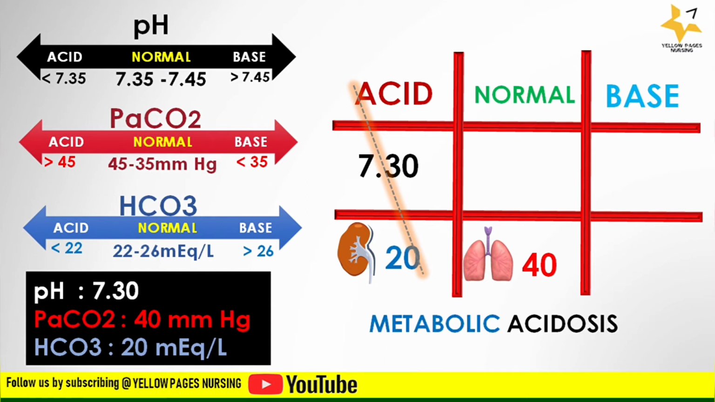Let's identify the degree of compensation. When we look into the PaCO2 value, it falls in the normal state, and hence we can say this as uncompensated metabolic acidosis or metabolic acidosis uncompensated. Here, PaCO2 has not undergone any change to correct the imbalance. Let's look into one more example.